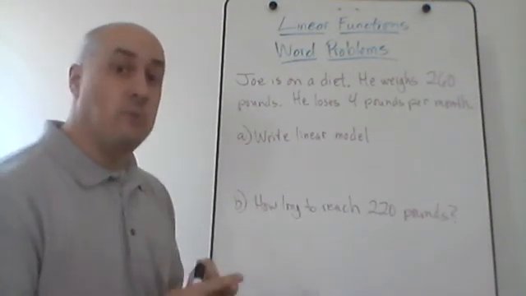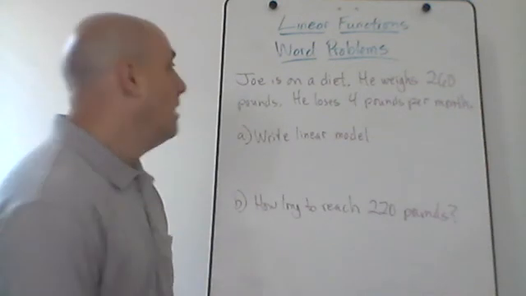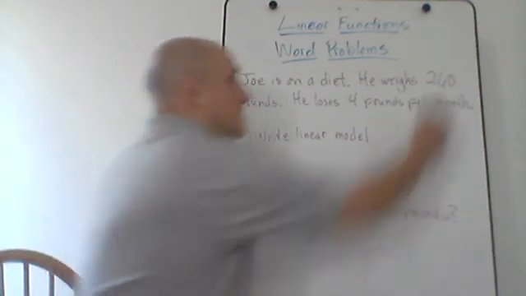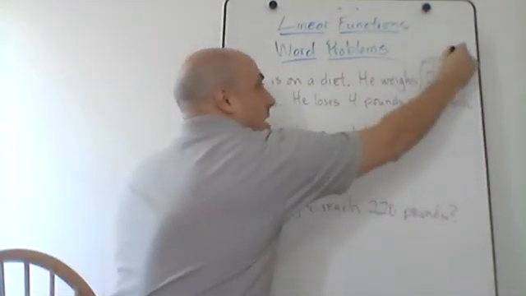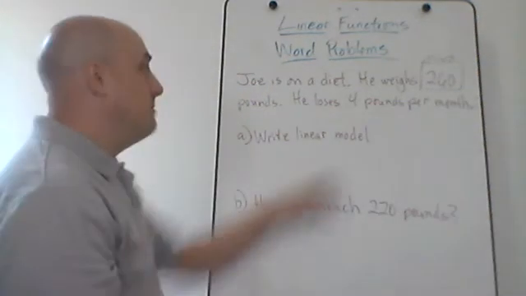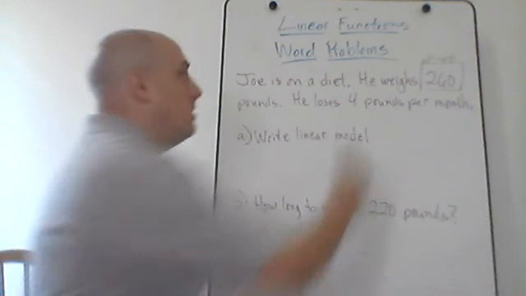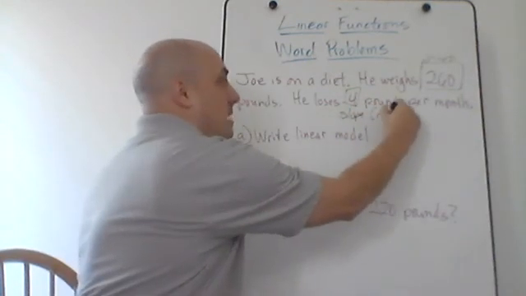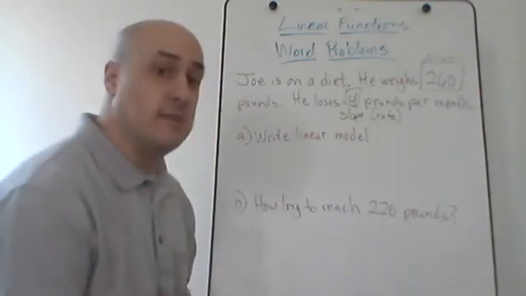All right, so if I want to write my linear model, once again, I need two numbers. I need my slope, or my rate of change, and I need my y-intercept, or my initial amount. All right, so what's his initial amount here? Well, right now he weighs 260 pounds, right? That's my initial amount, so that's going to be my y-intercept. And then his rate of change, well, he loses 4 pounds per month. All right, so this 4 is going to be my slope, which is my rate of change, right? Remember, the key thing for a linear function, the slope and the rate of change are the same thing.